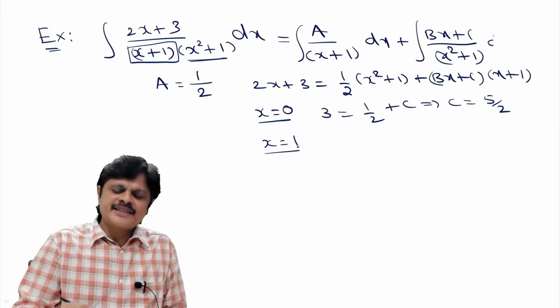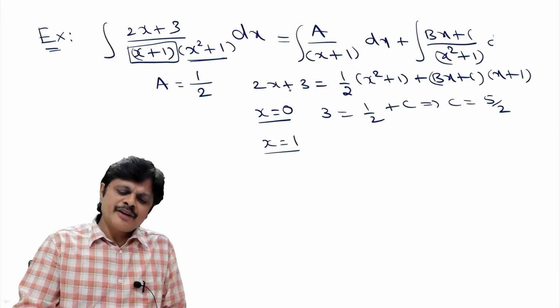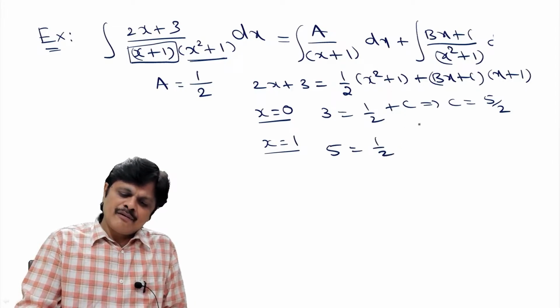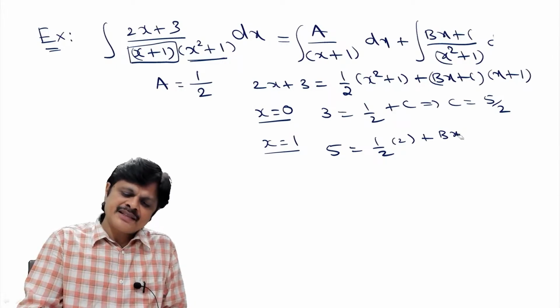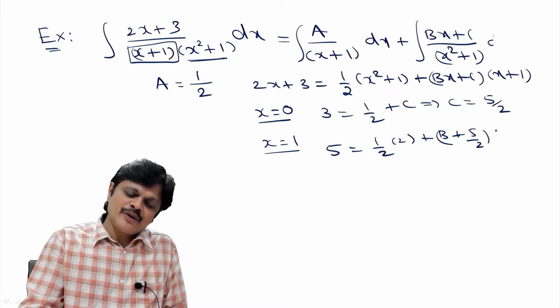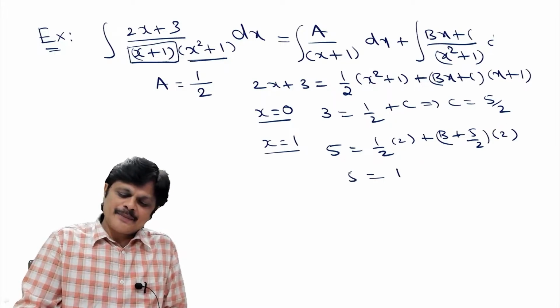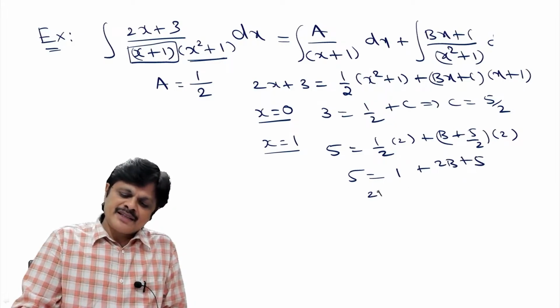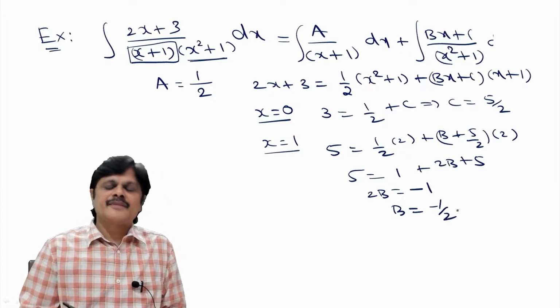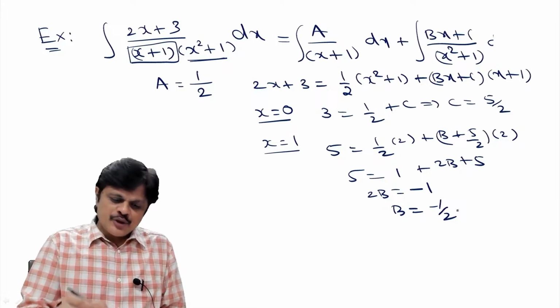Now you put some other value, say x equal to 1. So what happens when you put x equal to 1? It is 2 plus 3, 5, equals half into 1 plus 1, which is 2, plus b into 1 plus c, which is 5 by 2, into 1 plus 1, 2. So this is 1, this is 5, so it is 2b plus 5 equals 6. When 5 goes to the other side, 6 minus 5 gives 2b equals minus 1. So the value of b is minus half. So the work is substituting and solving.